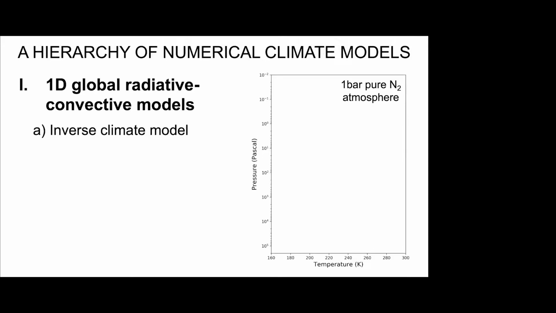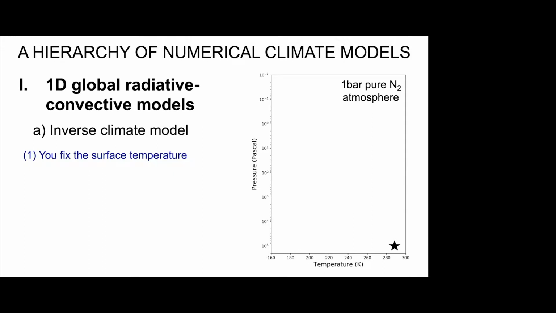The simplest numerical climate model I could think of is the 1D radiative-convective model, which assumes that the entire atmosphere can be modeled in one vertical atmospheric column. The first version of this model is what we call the inverse climate model. I will take as an example a 1 bar pure nitrogen atmosphere to show you how we proceed to compute that kind of model. The first thing you want to do is fix on this diagram the surface temperature to the value you want.